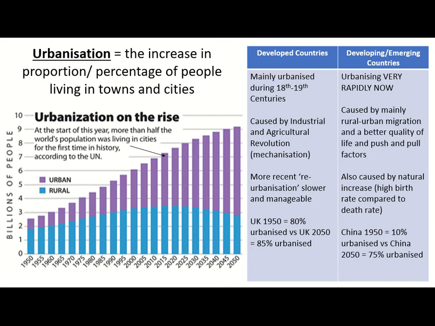1% every 20 years. China in 1950 was at 10% urbanised, so miles behind the UK. And by 2050, it's going to be about 75% urbanised. So you can see that the rapid urbanisation that's occurred in that 100-year period of 65% additional people moving to towns and cities is very, very different to the UK's rate of growth. And because of that, places like China, places like Mexico City need to try and manage some of the issues associated with that rapid urbanisation.